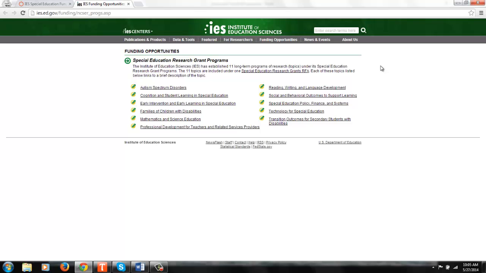And this particular list of topics, which are the basis for funding and grant programs, have to do with special education. So why are we looking at this? Well, one reason is because issues and trends tend to go where the money is. And this is where the money is. So there are 11 topics that are the basis for grant-funded programs through IES.